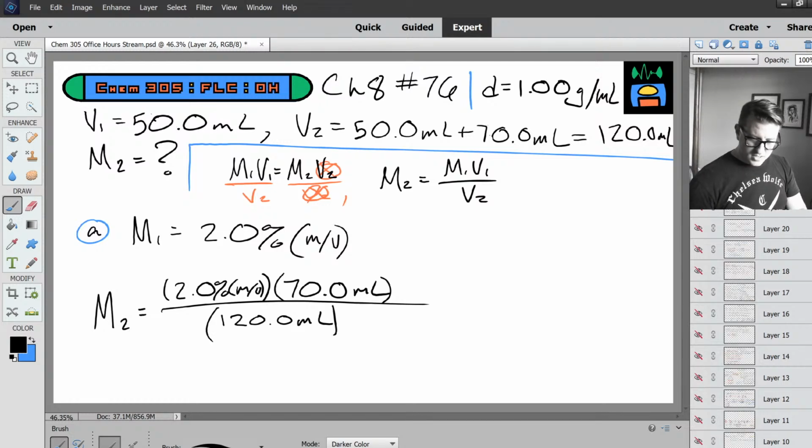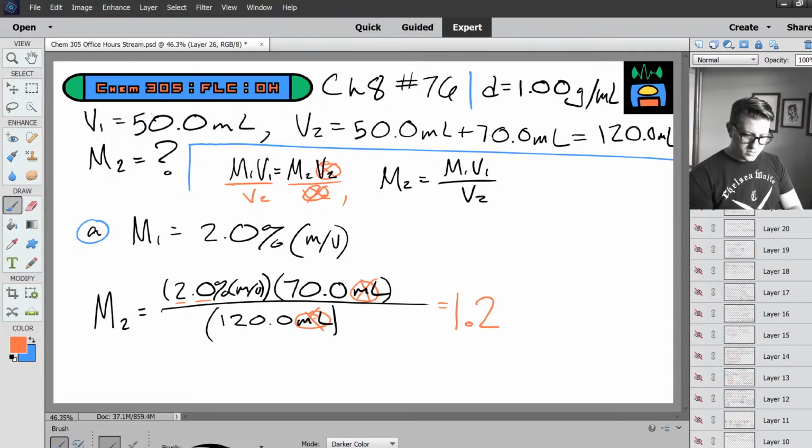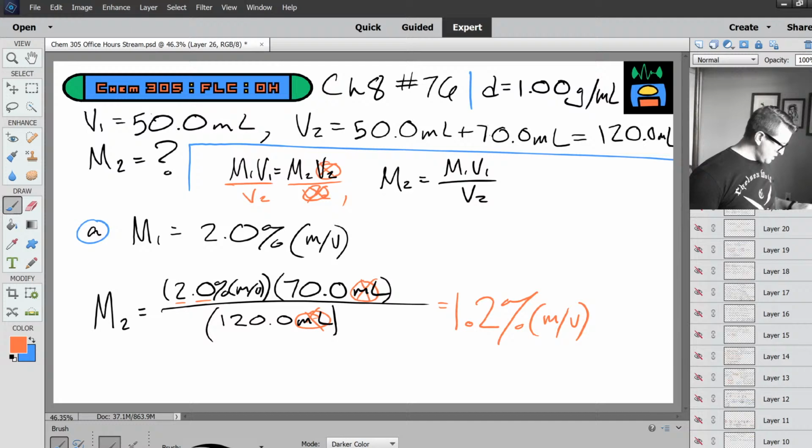All right, so by the looks of things, milliliters cancel milliliters, and our answer is going to be limited to two sig figs. So here we'll have 2 times 70 divided by 120, which gives us a final concentration of 1.2% mass to volume. That is part A.